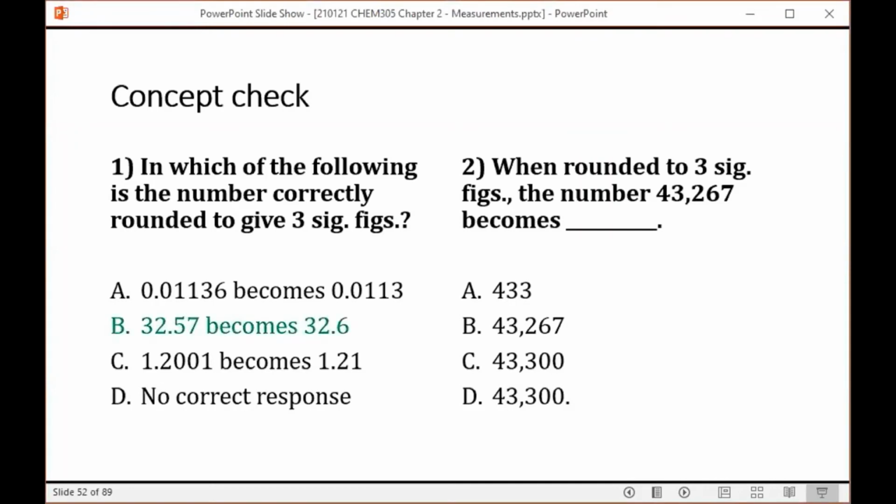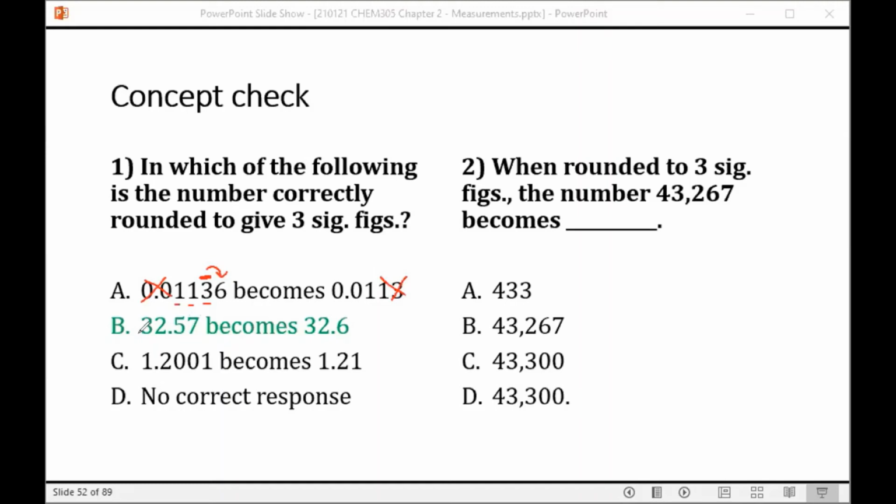So hopefully you come up with B. 32.57 becomes 32.6. The reason it's not A is because when you round 0.01136 to 3 sig figs, your last sig fig would be the 3. You count over the number of sig figs. These zeros are leading zeros, so they don't count. So you count 1, 2, 3 sig figs over. You look to the right and it's greater than or equal to 5. So this 3 should have been rounded to a 4. So that's why this is not the right answer.